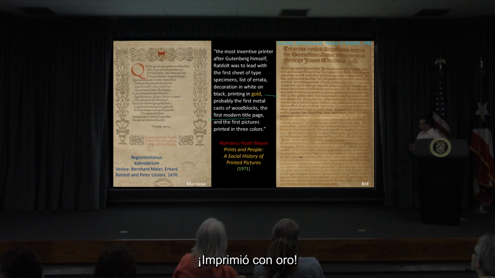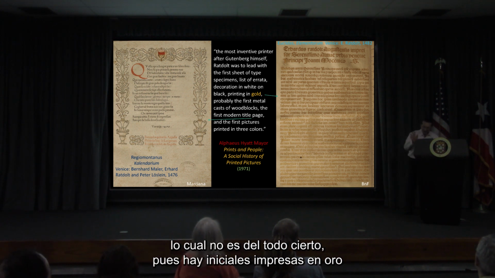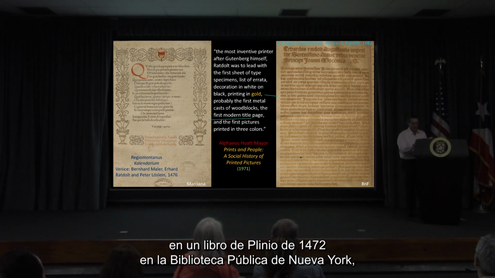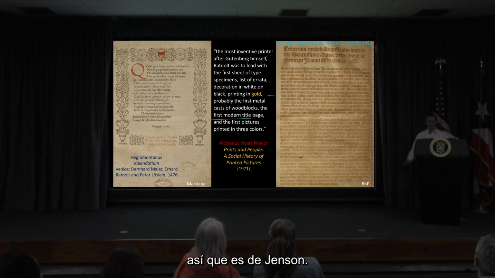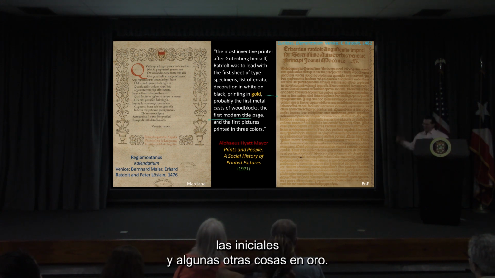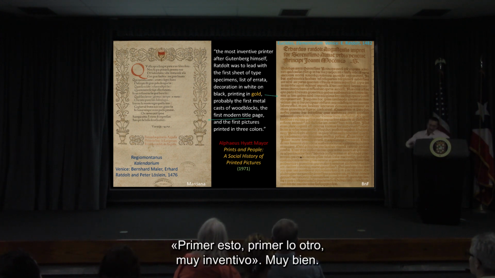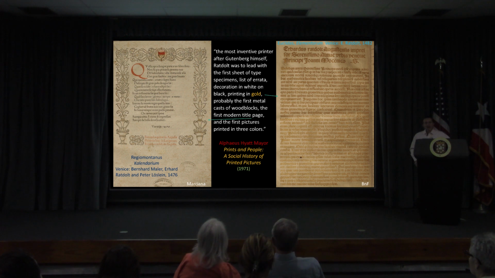That's what's behind there, so that you can't see it. And he printed in gold. Yes, this is out of the Euclid. One of the first people to print in gold, which is actually not quite true. There are initials printed in gold in a 1472 Pliny at the New York Public Library, so that's a Jenson enterprise. But in any case, he printed the titles, the initials, and some other things in gold. So first this, first that, very inventive, check. And it's always Ratdolt.